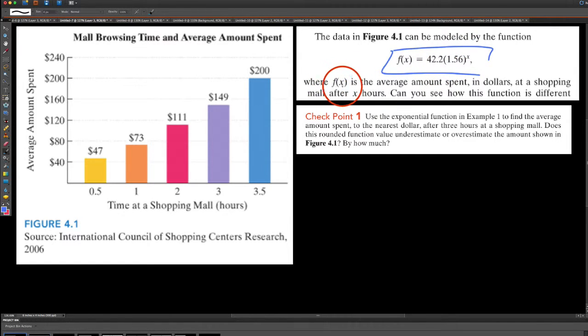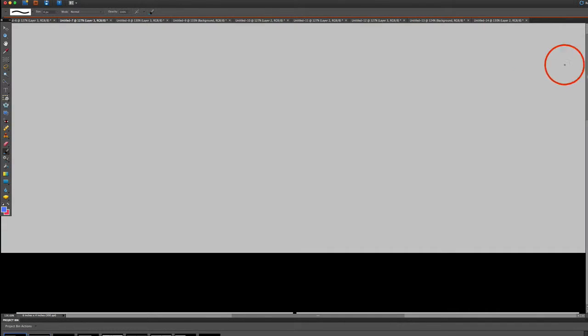So we're going to fill in a few things here. We say f of x is the average amount spent. I'm going to write this in. We say the average amount spent, and that is being measured in dollars. And we say that x here is the time at the mall after x hours. So the average amount spent in dollars at a shopping mall after x hours. So we'd say this is time in hours. So all of our points here, we're basically going to say is a time and then an amount of spending. Average amount of spending is our y value there.